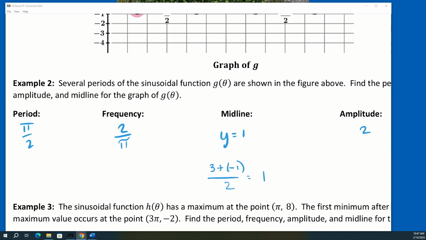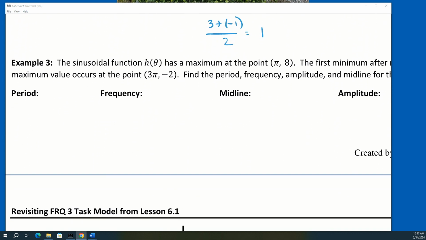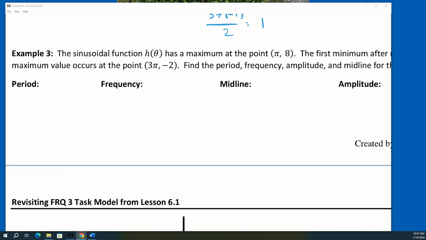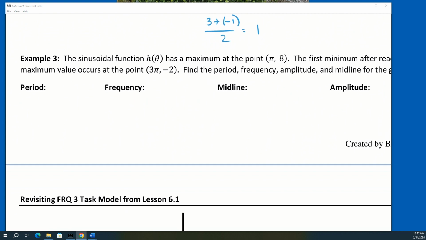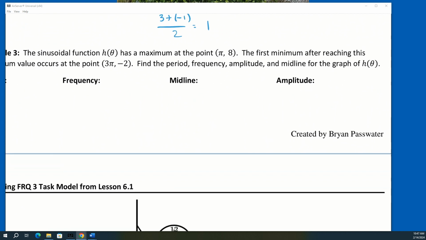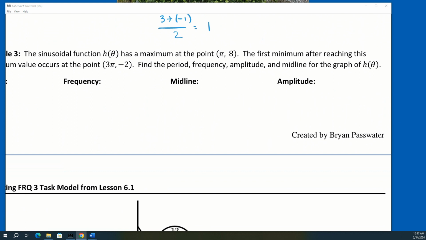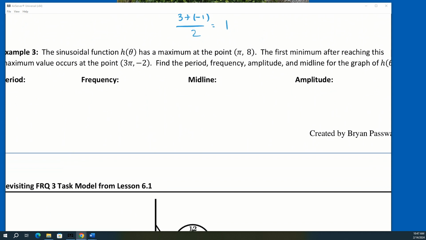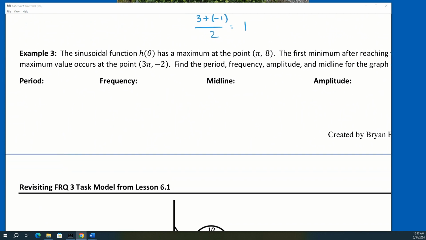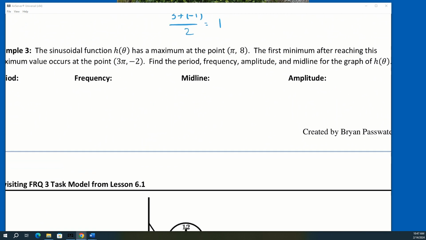Okay. Now, sometimes you don't have the graph. Sometimes you just know 2 points. And I am a very visual learner or talker, and so I need to draw this to be able to talk about it. It's possible you can just figure all this out in your head. I don't know. So anyway, what we know is that the sinusoidal function h of theta has a maximum at pi, 8. And the first minimum after reaching this maximum occurs at 3 pi, negative 2.